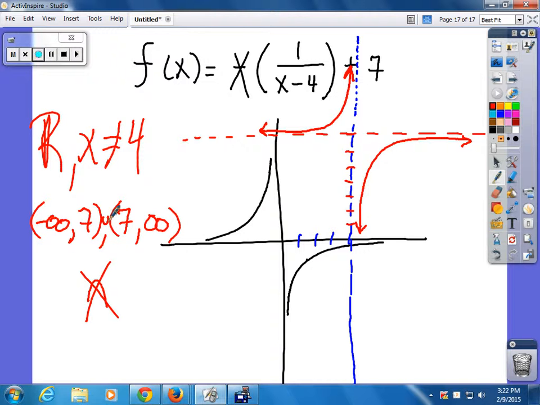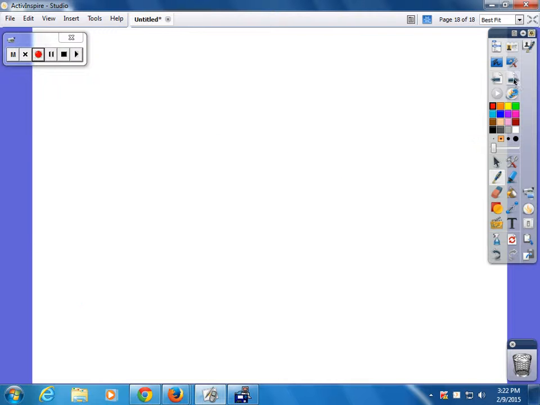I don't know if they cover vertical asymptotes. We're going to talk about that a little bit. Somebody tell me if they cover vertical asymptotes in chapter 2. I believe they do. Like 2.6 or 2.5. I'll just go ahead and go over.